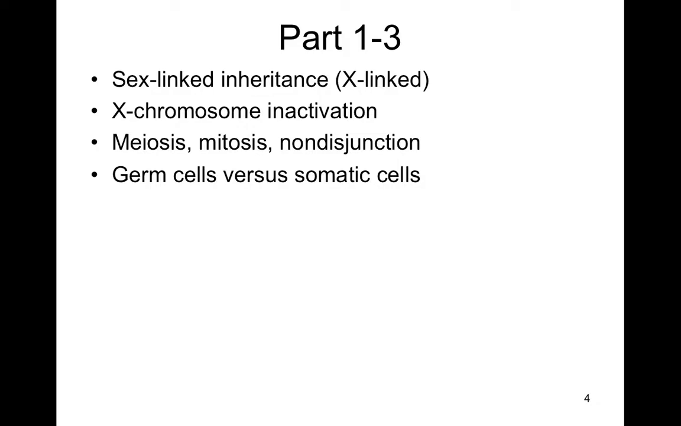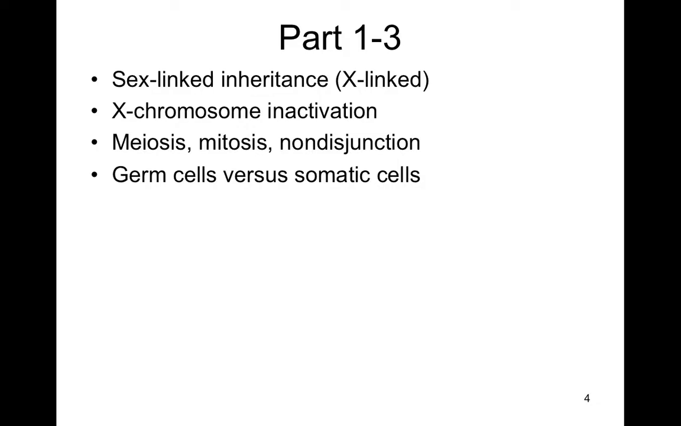There's also the genetics of genes on the X chromosome, the X-linked or sex-linked inheritance. It's important to know that, as well as the concept of X chromosome inactivation, which is the idea that in women with two X chromosomes, in all somatic cells, one of the two X chromosomes, randomly chosen, is inactivated. And so only one of the X chromosomes is expressed, and the calico cat was a good example of X chromosome inactivation.